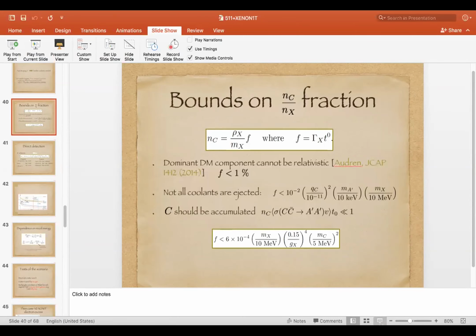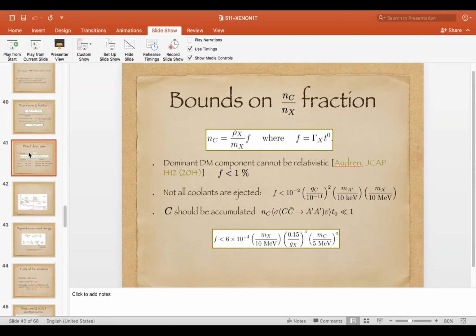With F, this is the fraction of dark matter which has decayed to CC bar. And let us see what the bounds on F are. There are several bounds, but the strongest bound we found comes from a requirement that not all of the CC bar particles inside the galaxy annihilate to AA, an A prime dark photon pair. And from there, we find an upper bound on the fraction, which is 6 times 10 to the minus 4.